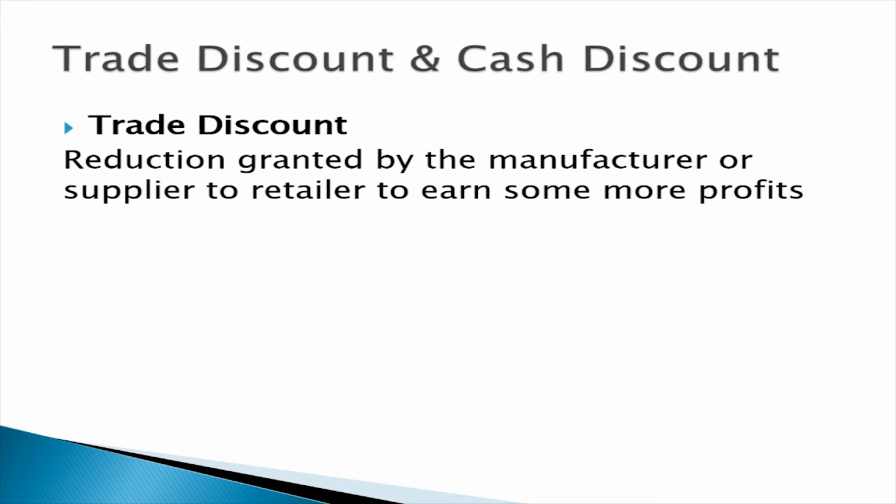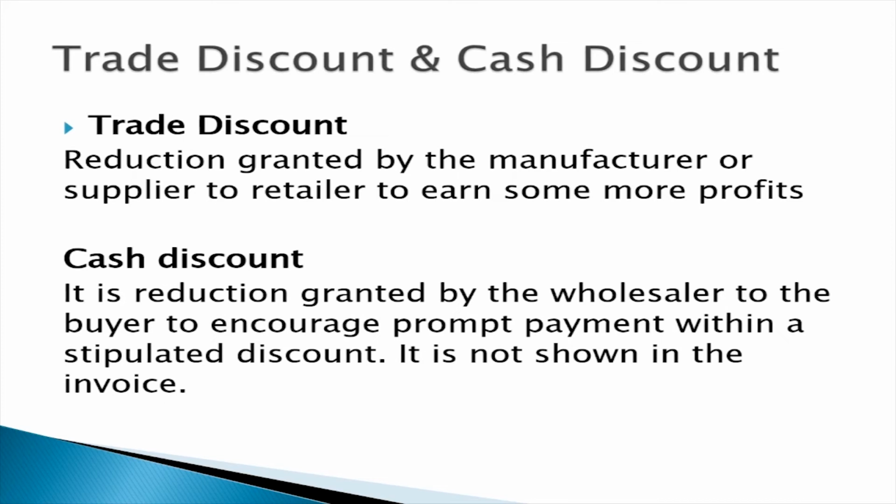Now, let's come to the cash discount. It is a reduction granted by a wholesaler to the buyer to encourage prompt payment within a stipulated period. It is allowed when payment is made within the specified time period. It is not shown in the invoice. Next type of subsidiary book is purchase book.